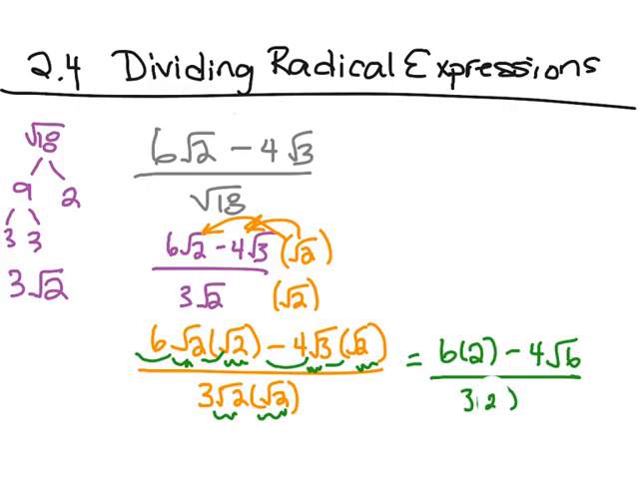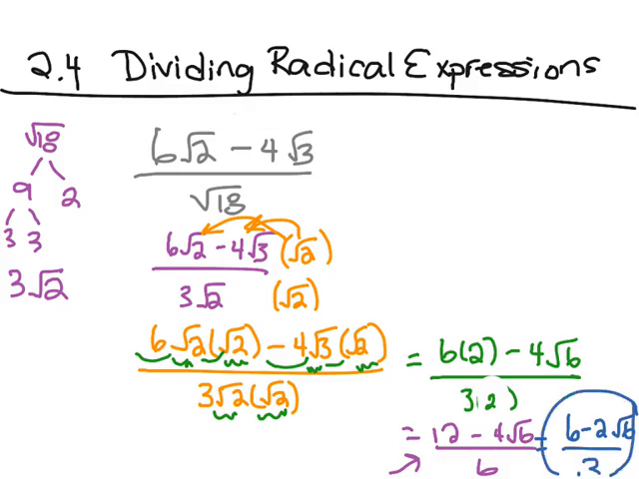Okay, now we're going to simplify. 6 times 2 is 12. Minus 4 root 6 over 3 times 2 is 6. Now, because these are all multiples of 2, we can simplify our fraction and divide everything by 2. So we have 6 minus 2 root 6 over 3, and that will be our final answer.